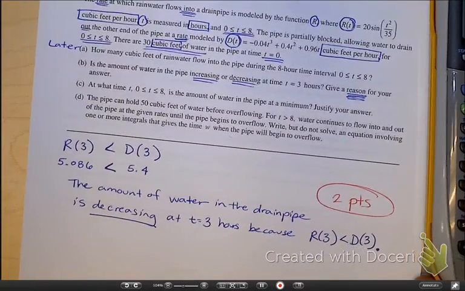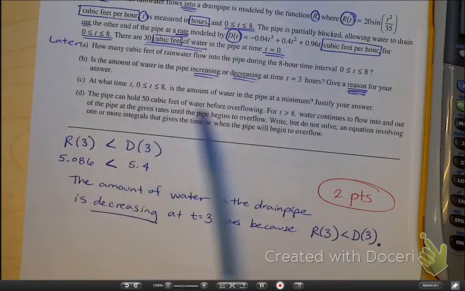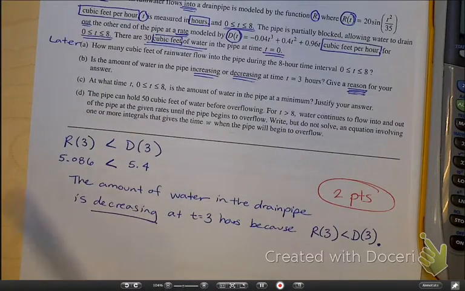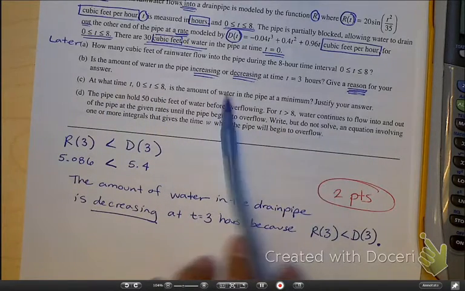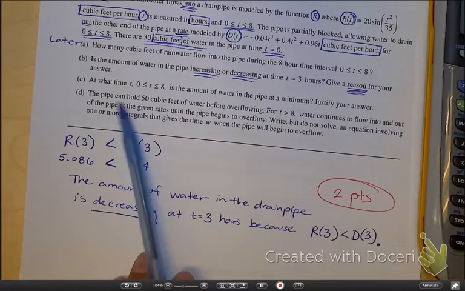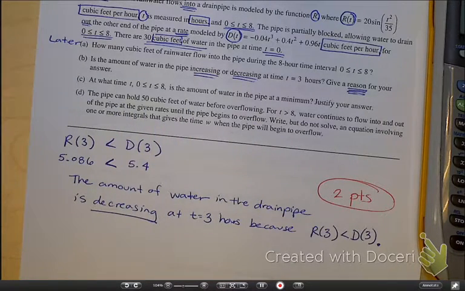Now, if we read the rest of them, you might not know this, but I know this. We don't know how to do those pieces yet. At what time t is the amount of water in the pipe at a minimum? We're going to get to that later. And then part D, it tells us more about the second semester, so we can't do those yet. So far we could earn 2 points on this first one.